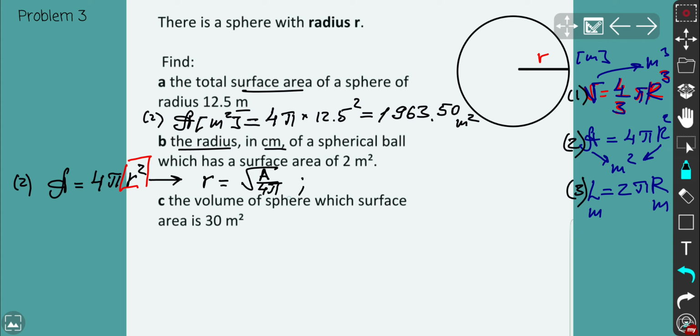So instead of rushing ahead and trying to convert 2 meters squared into centimeters, stop, hold on. Find the radius normally in meters first. That will save you time. So the radius in meters, you just plug into the formula all the values that you have: 2 over 4 pi. Even in this case, you can cancel 2 and 4, but because we have calculators, we're not going to do this. So you take the square root of 2 over 4 pi.